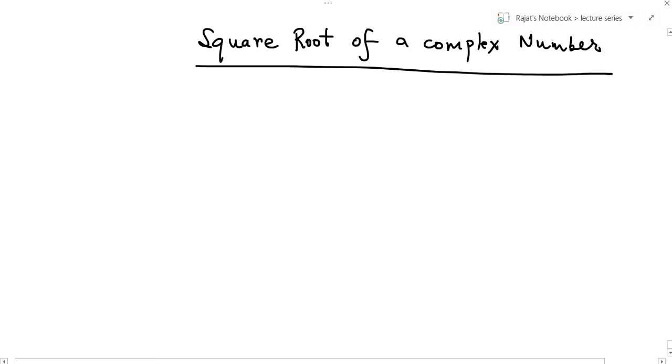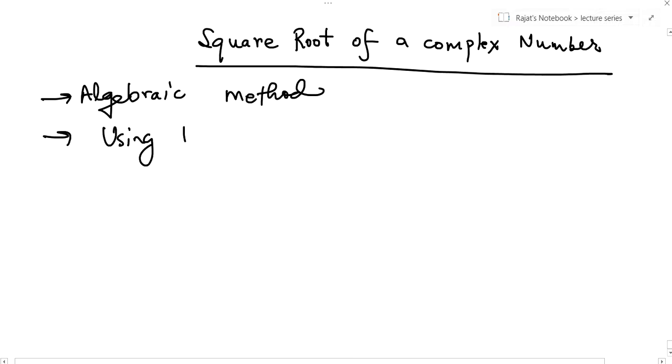One is the normal algebraic method, okay, and the other is using the formula. So one is the algebraic method and the second is using a direct formula. You might be thinking, why am I telling you the algebraic method if we have a direct formula?